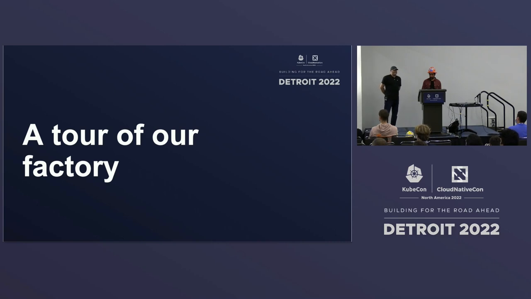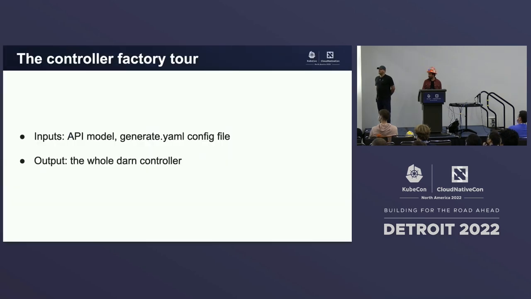So Amine is going to give a tour of our little controller factory. The inputs to this controller factory are the AWS API models, the definitions of the APIs. They contain descriptions of the operations that each of the service APIs has, for S3, like create bucket, et cetera, and also descriptions of the shapes. There are these things called the Coral API models in AWS, but you can kind of think of them like an earlier version of the OpenAPI schema.